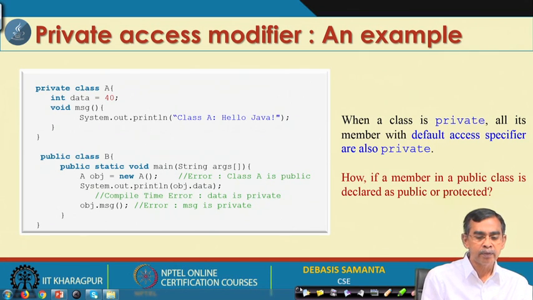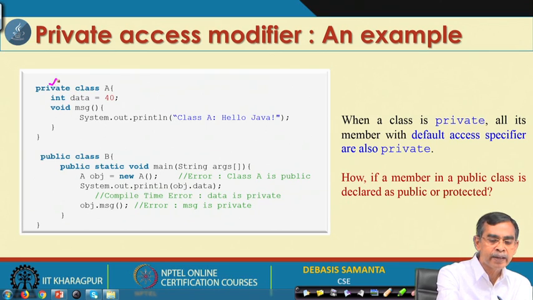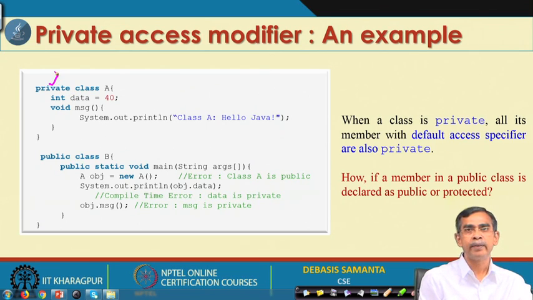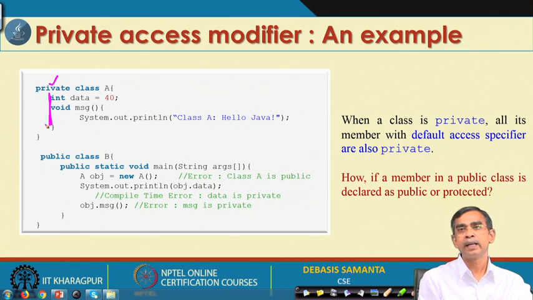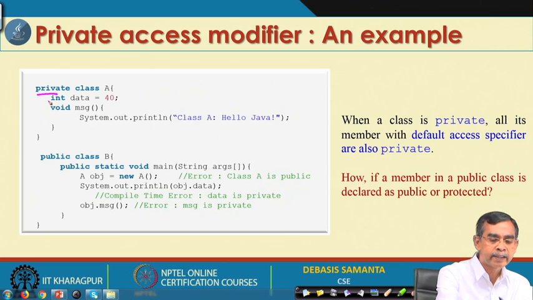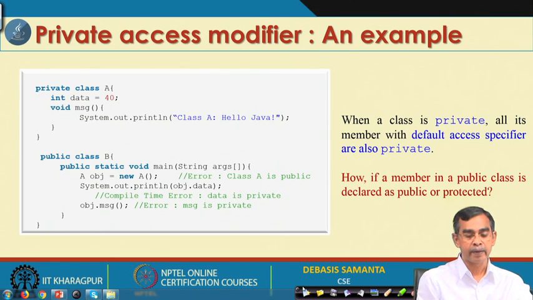In this example, again we declare the class as private. Now, if the class is declared as private, then all the members with the default access specifier also become private. So, in this case, as this is private and there is a default, by default all these members are private. Now, let us come to this program again.